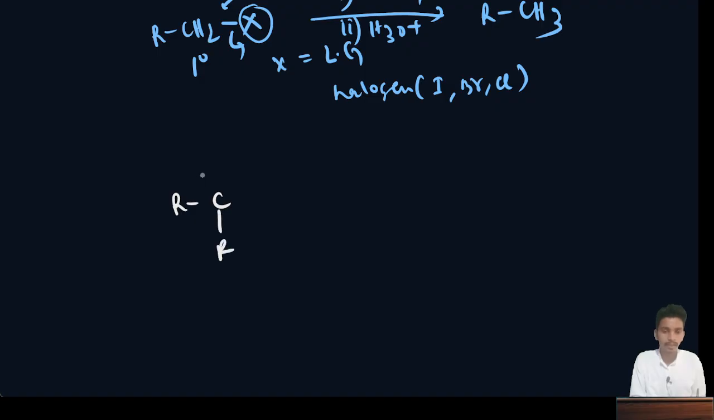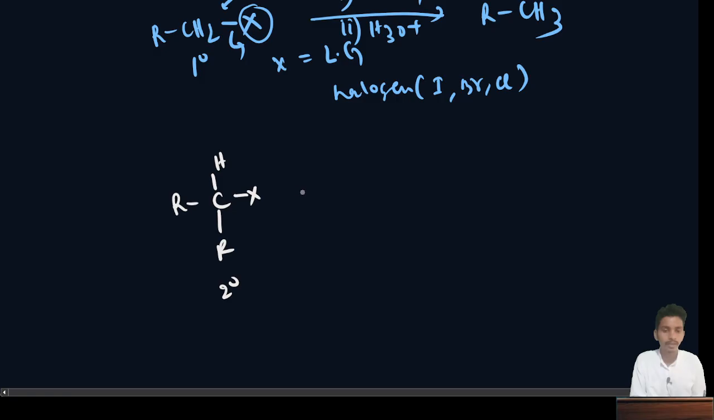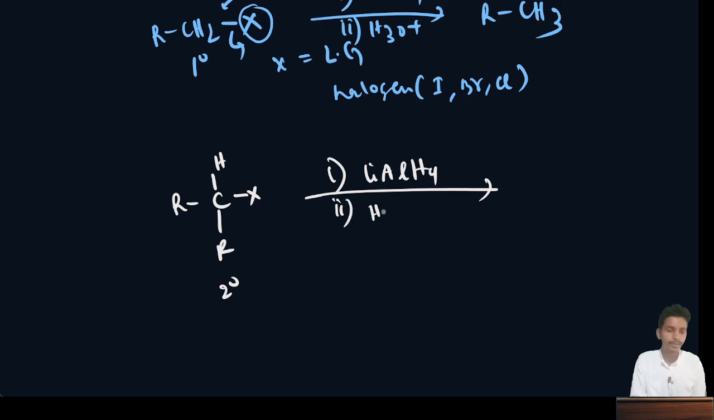now say RCHRX is there, this is the 2 degree. In that case also, if you take lithium aluminum hydride and do the hydrolysis, in this case also you will get RCHR, and here again we take the H.